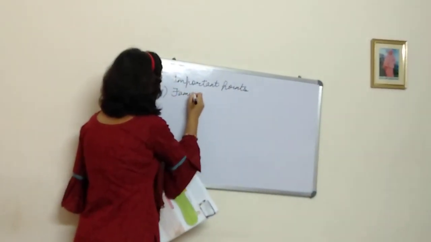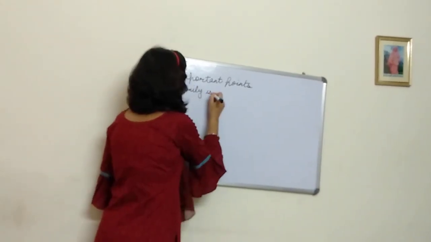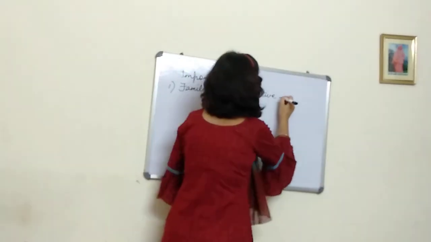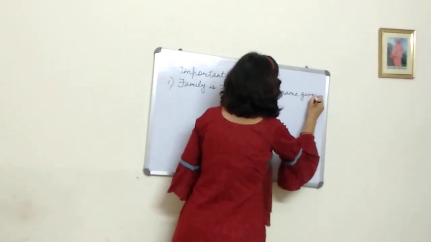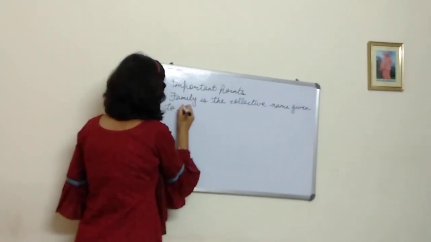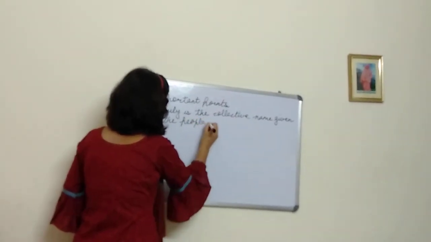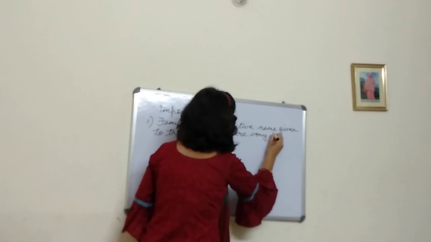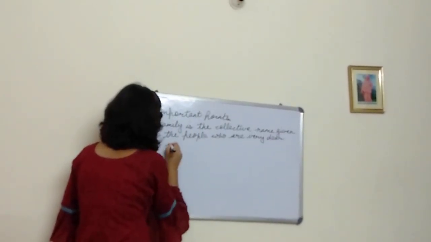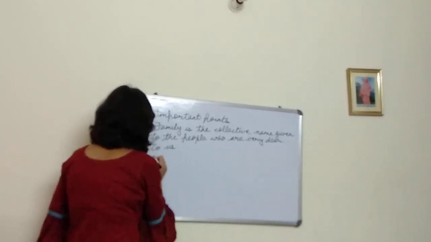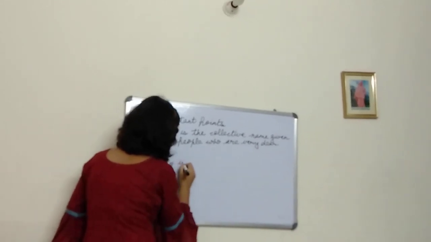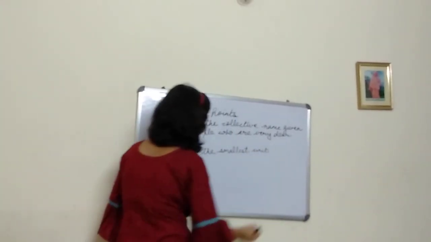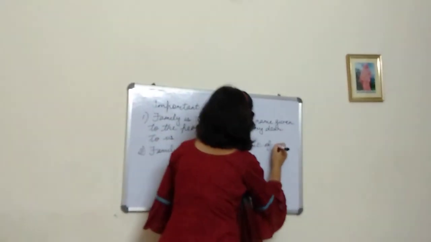Family is the collective name given to the people who are very dear to us. Next. Family is the smallest unit of the society.